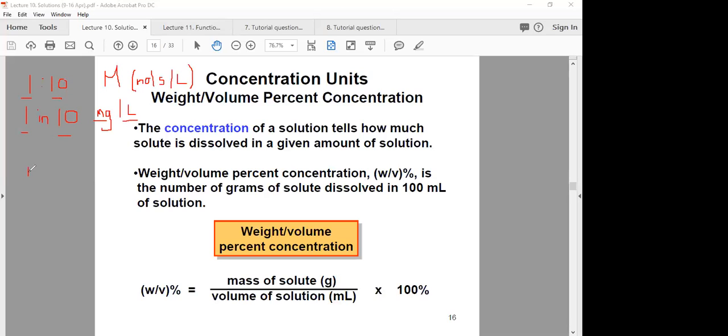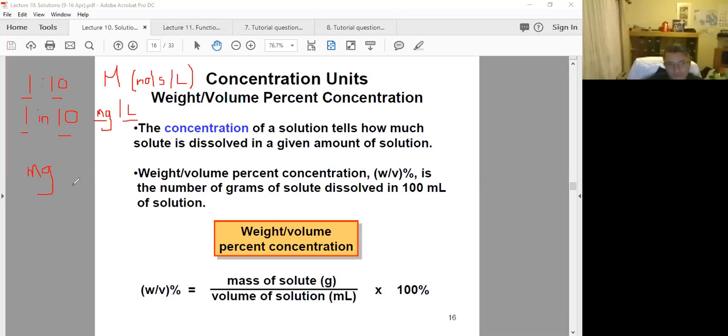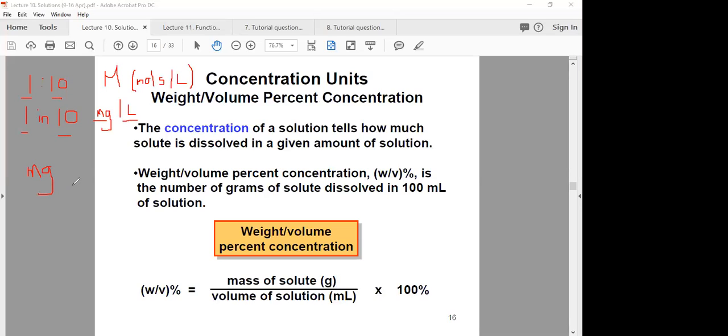What if you just said milligrams? Is that considered to be a concentration? It's a weight. That's right. It's an amount. It's a weight, but it's not a concentration. It's just telling you that you've got so many milligrams of a substance, but it's not giving you the volume that amount is actually dissolved in. So this is an amount, but it's not a concentration.